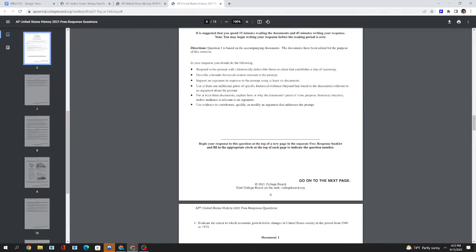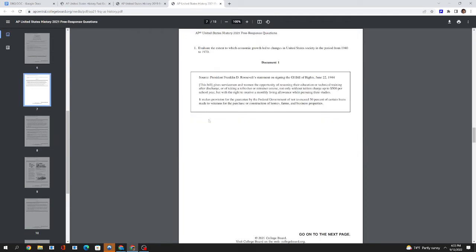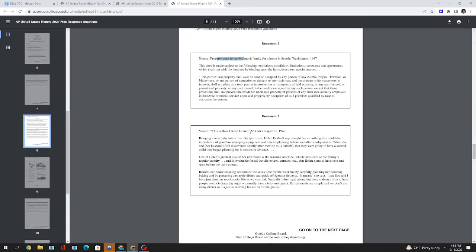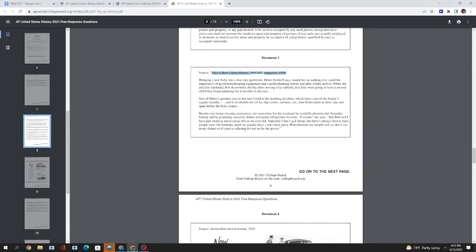And you will basically just get this DBQ prompt first. Document 1. Here's a quote by President Roosevelt. Document 2. Here's a property deed, so it's a little bit different. But you get the point at this point. There are legitimate documents that you have to read and analyze.